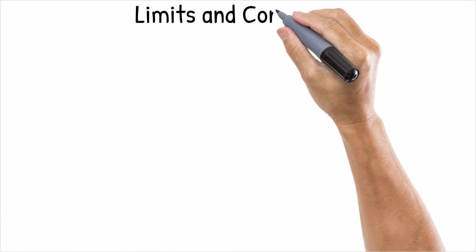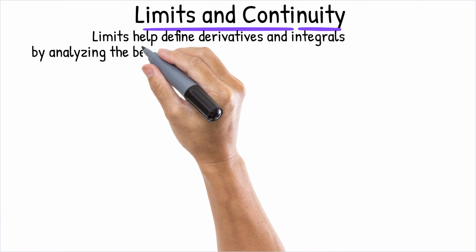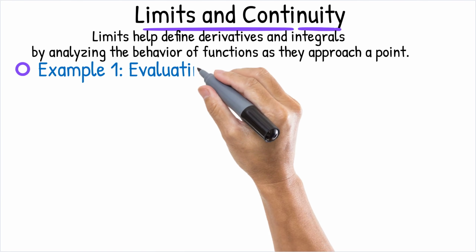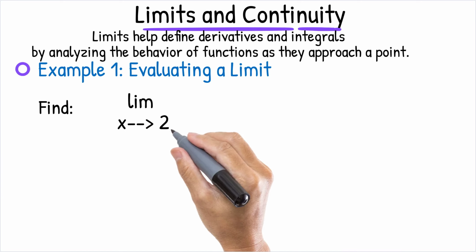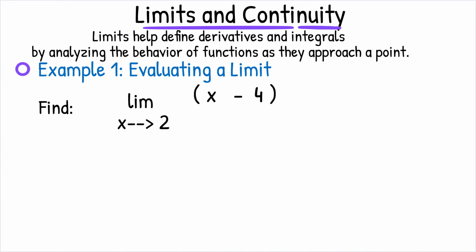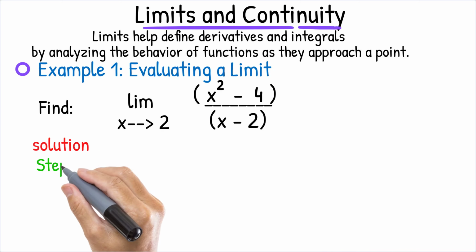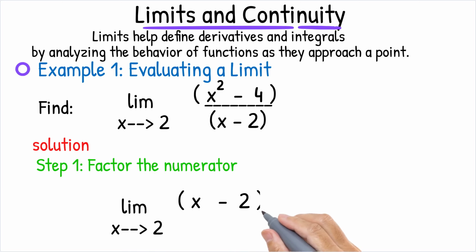Limits and continuity. Limits help define derivatives and integrals by analyzing the behavior of functions as they approach a point. Example 1. Evaluating a limit. Find the limit as x approaches 2 of (x squared minus 4) over (x minus 2). Solution. Step 1. Factor the numerator. That is, x squared minus 4 can be written as (x minus 2) times (x plus 2).